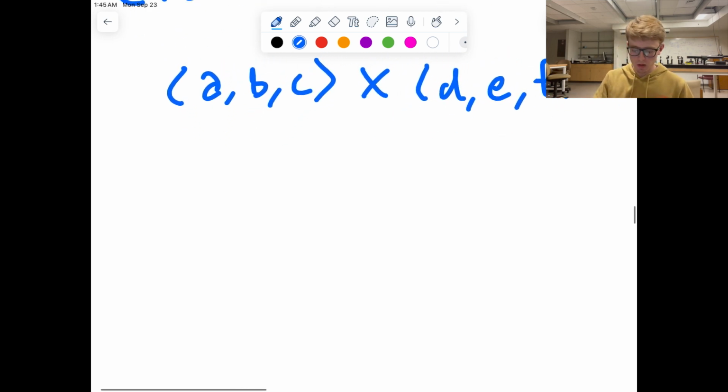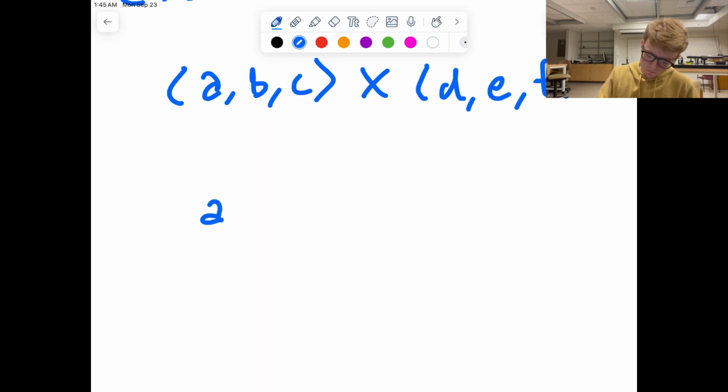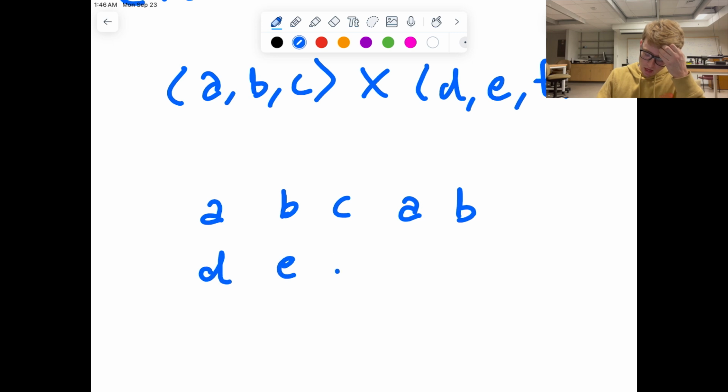This is my favorite method, which I'm going to do first. My favorite method is to take this first vector right here and write it out. Then I take the first two elements and write those out again. I do the same thing with this vector, except I'm going to put that on the bottom. So we're going to write D, E, F, and then we repeat the first two elements just like we did before.